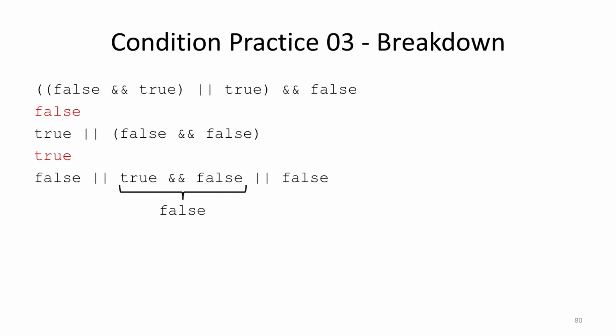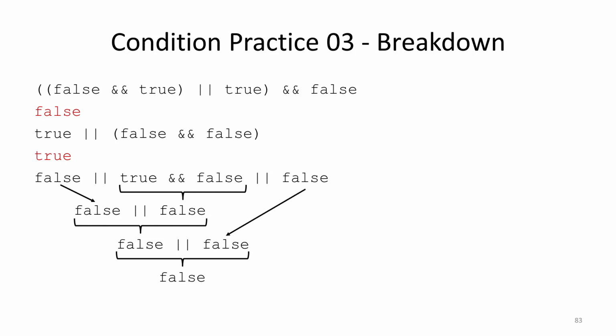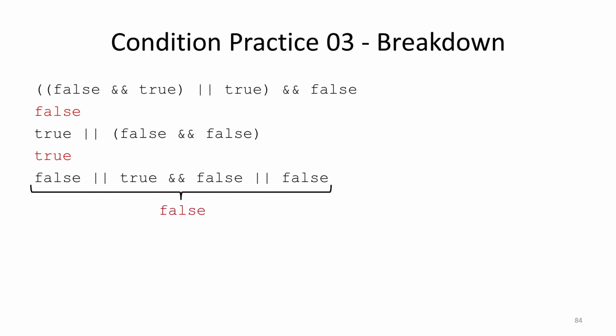So after the AND evaluates, the first OR will evaluate with the result. So that will be false or false, which will result in a false, and that false will be ORed with the last false, and the result will be a false. So the overall evaluation of this condition is a false.